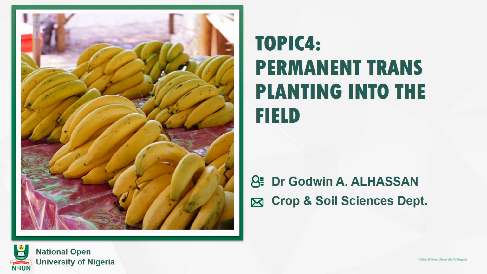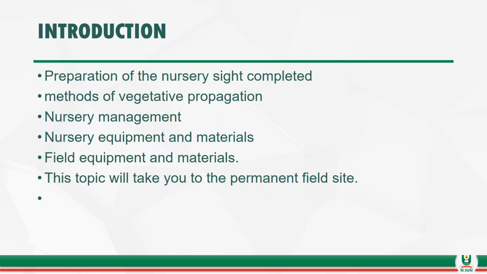As you can see from this picture, you cannot get this high quality banana fingers if you don't have a very good permanent site selected for the production of bananas. And so the importance of having a good permanent site for your tree crop cannot be overemphasized.